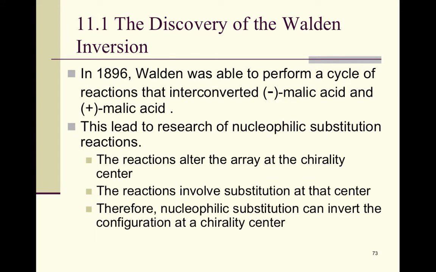The discovery of the Walden inversion. In 1896, Walden was able to perform a cycle of reactions that interconverted negative malic acid and positive malic acid. This led to the research of nucleophilic substitution reactions. The reactions alter the array at the chirality center. The reactions involve a substitution at the center. Therefore, nucleophilic substitution can invert the configuration at the chirality center.